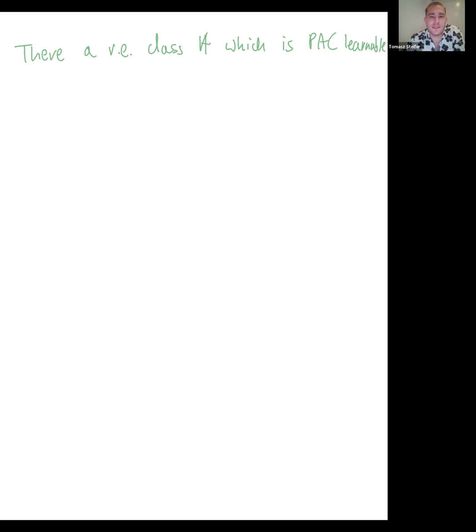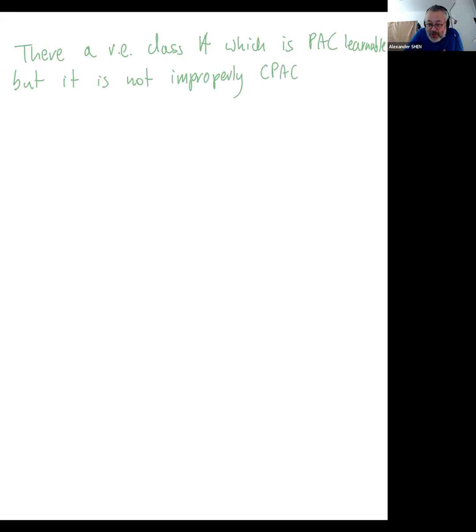So there is a class H which is PAC learnable, so it will have a finite VC dimension in the classical sense. But it is not improperly. Okay, but just forget about PAC learnability. It has finite VC dimension, but not effectively finite VC dimension. Yes, exactly, because that's the only thing we will really be interested in.